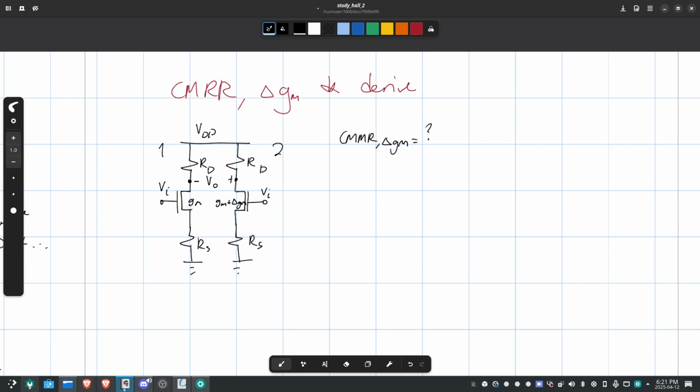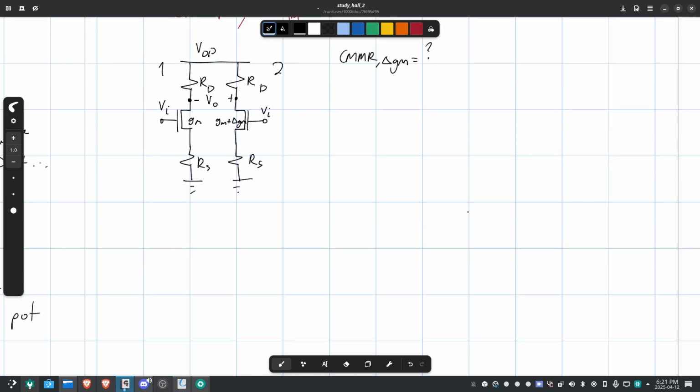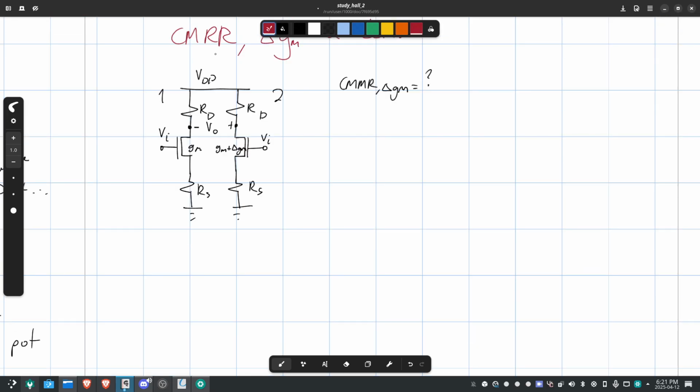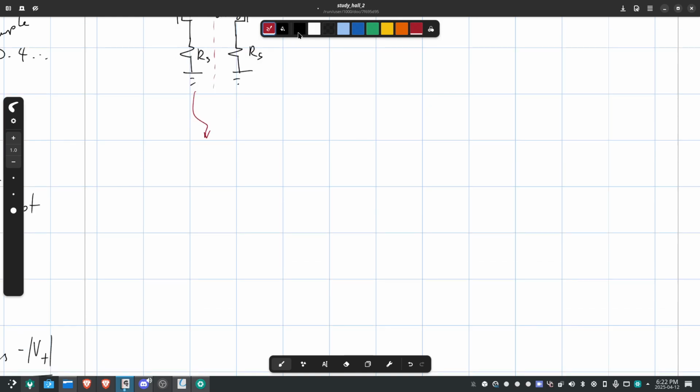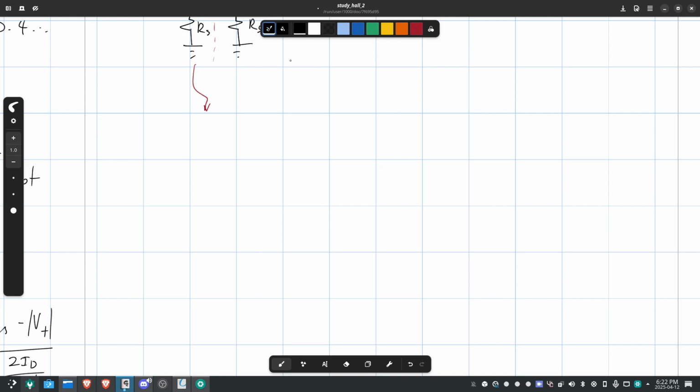Right? Well, we could split this into a half circuit, right? Cut this down in the middle, and we can handle each one at a time. Well, they're mirrored, so we can handle just one side, and it's identical to the other side. So let's turn this into AC model.